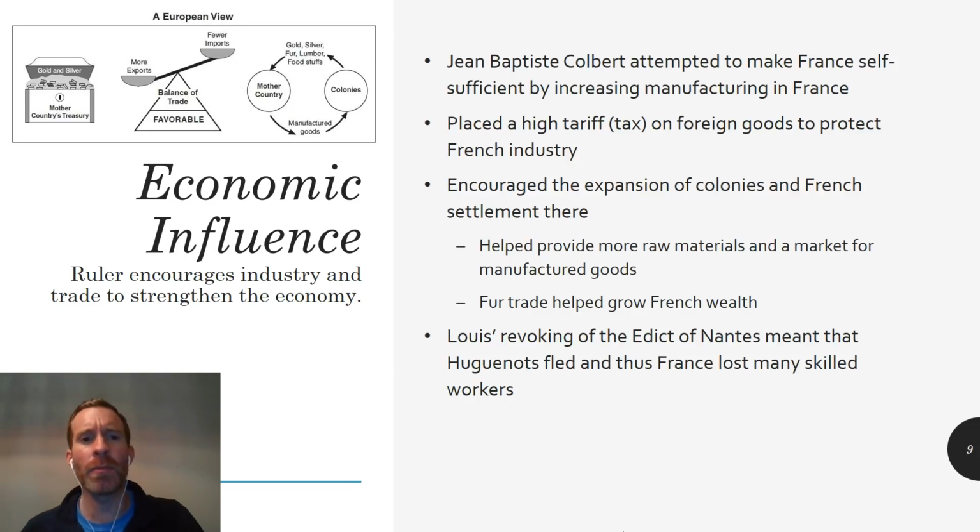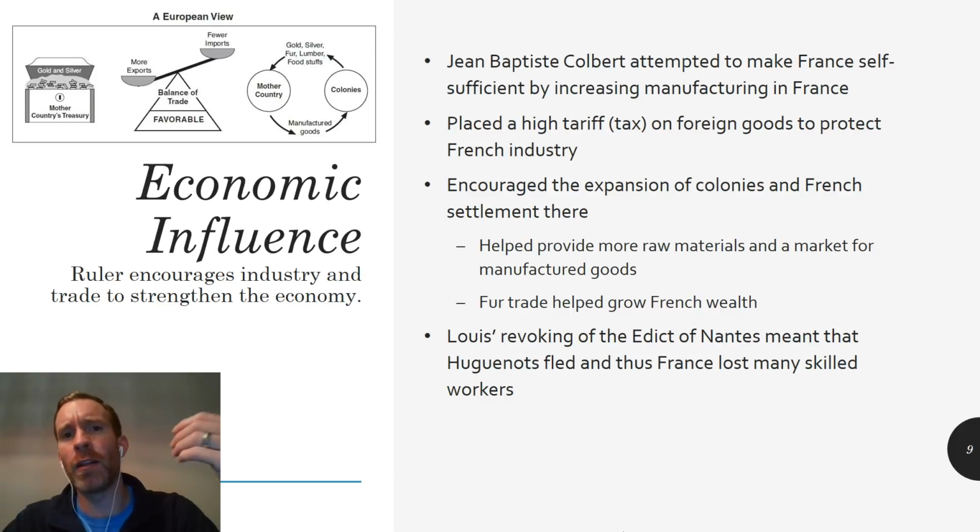So economically, if he's going to be the absolutist, as I say that he is, that means he's going to encourage industry and trade to strengthen the economy. Now, his economic advisor is a guy named Jean-Baptiste Colbert. He's going to make France self-sufficient by increasing manufacturing. He is a mercantilist. It's a term we learned about back when we studied the Age of Exploration, meaning he wants France to hold on to as much money as it possibly can. So how do you do that? You manufacture expensive goods and you export them throughout the world while you import, you bring in cheap raw materials. And that chart on your left-hand side should kind of give you a rundown of how that works there.